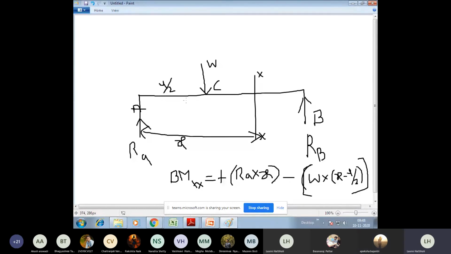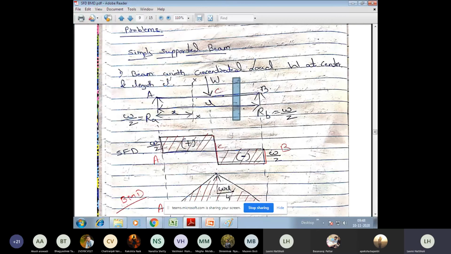Now, what I'm asking is, what is the distance between A to C, or what is the X value from A to C? L by 2. Have you understood this? The X distance at C point is L by 2 because X is starting from A point. So in this equation, substitute X equal to L by 2 and RA is equal to W by 2. Then you will get WL by 4.